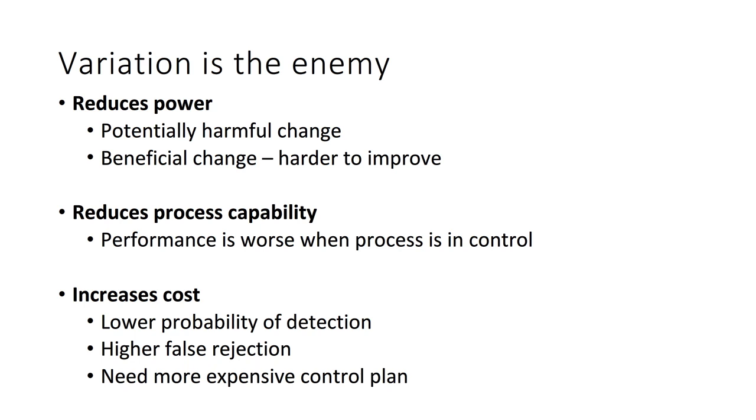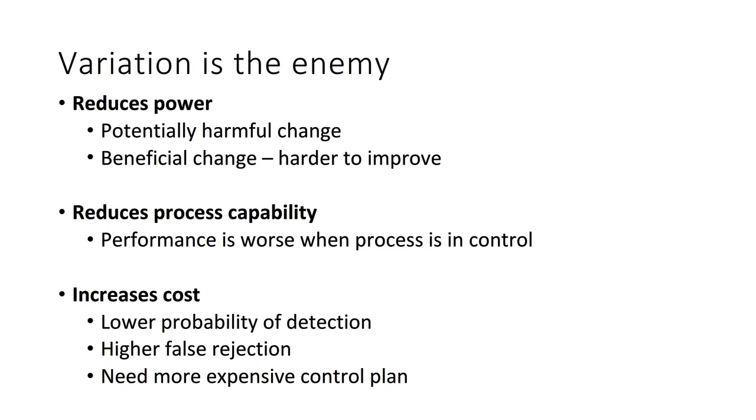First, variation reduces the power of our control program, so we can't detect shifts. As we showed in this video, variation reduces our ability to detect process changes that could harm patients. Also, variation makes it harder to detect beneficial changes, so it's harder to improve the process. When variation is high, you can only detect changes that are large. Thus, you may miss smaller changes that affect patients or could improve the process.